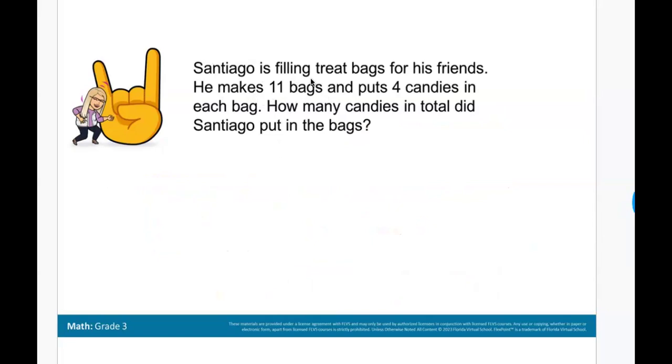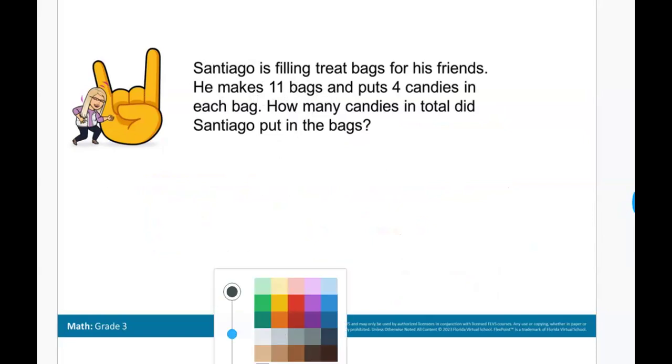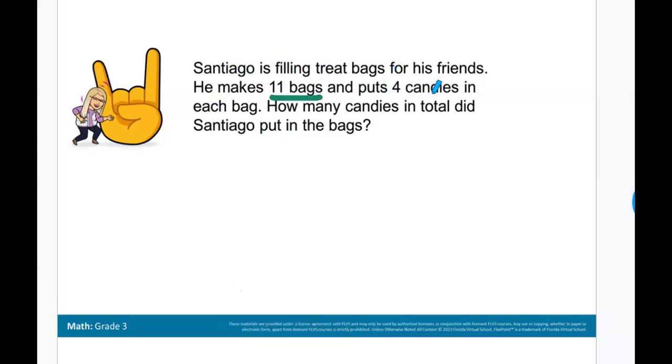Santiago is filling treat bags for his friends. He makes 11 bags and puts 4 candies in each bag. How many candies in total did Santiago put in the bags? Well, things that I know. Okay, I've done my first read. I know that he's putting candy in a bag. So Santiago is filling treat bags. He made 11 bags, 4 in each bag. I want to know how many candies in total Santiago put in the bags.